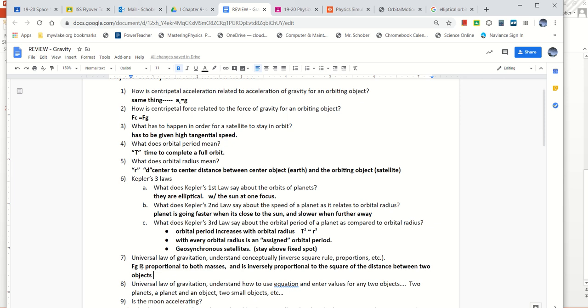But to say that the force of gravity is proportional to the mass, say the mass of the Earth magically doubled. How would that change the force of gravity? It would double. What if your mass magically doubled and the Earth's mass stayed the same? Then the force of gravity acting on you would be the same. So there's that equation that we gave you here.